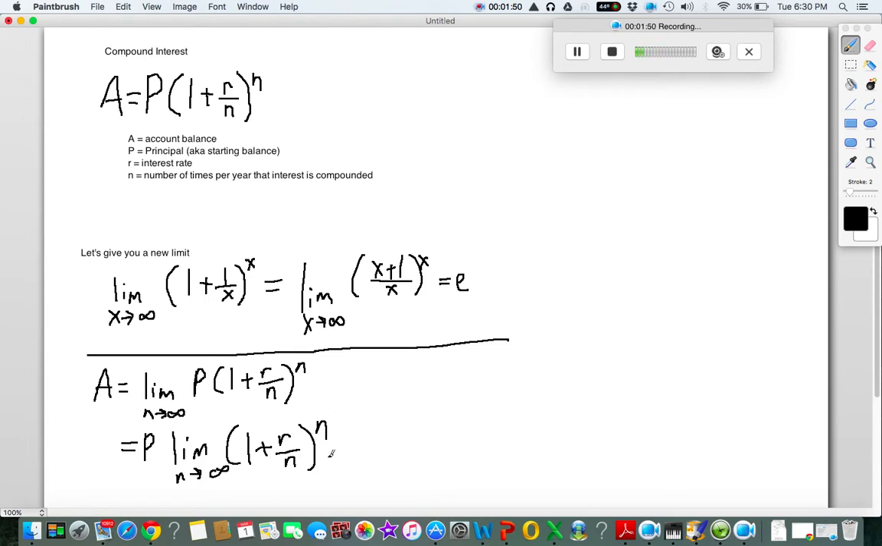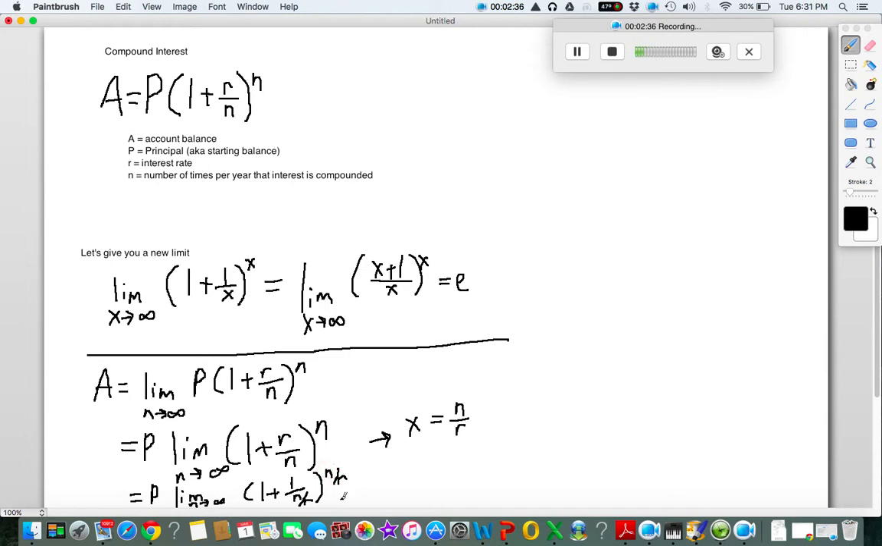Now this doesn't quite match this setup here, so we need to discover what x itself is. In this case we can say that x is going to be the relationship of n over r, and when we do that we can write this equation as p equals the limit as n approaches infinity of 1 plus 1 over n over r, so that we can have that x term. And so that we can be consistent, we're going to call this n over r.